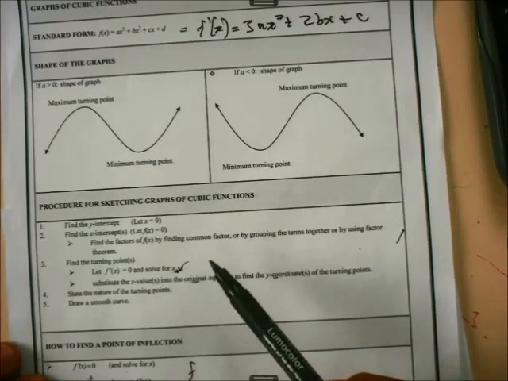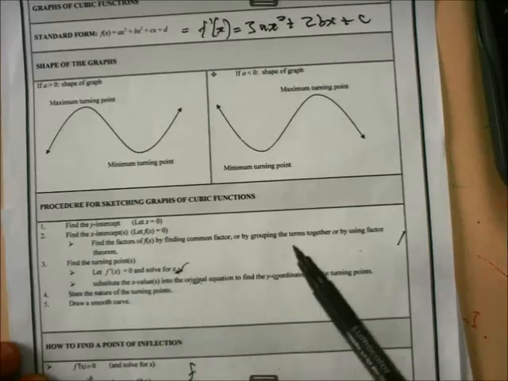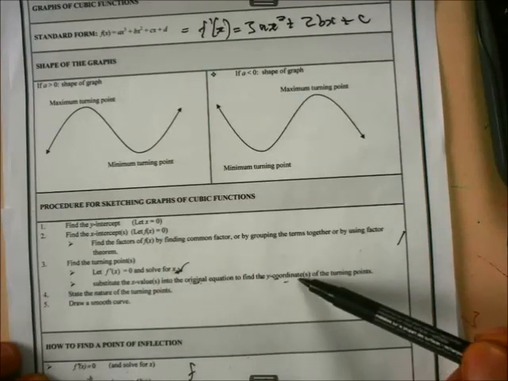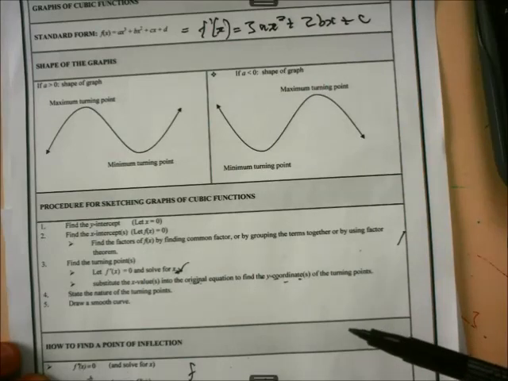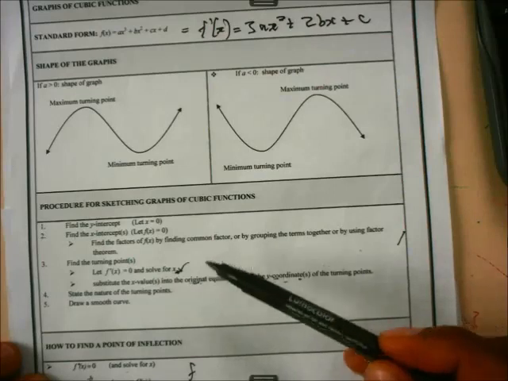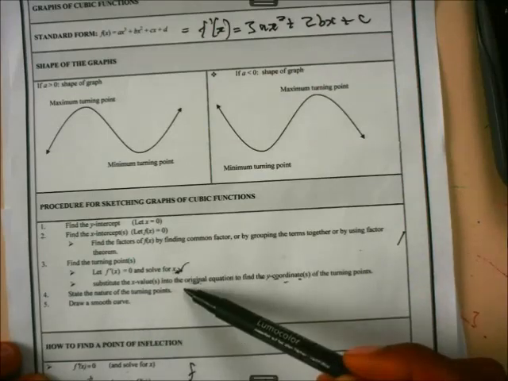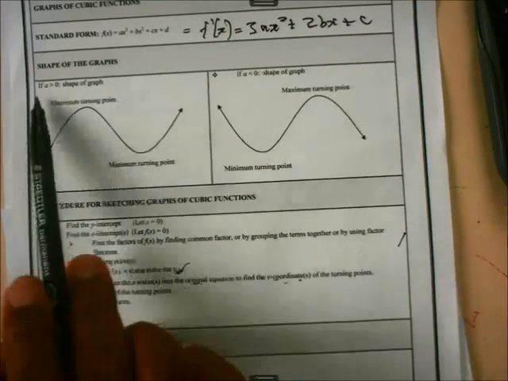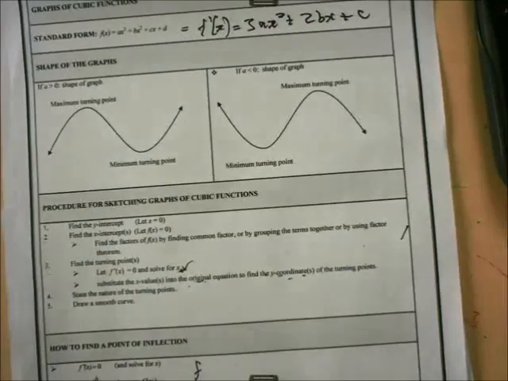Once you have the x value, you take the x value, then substitute it in the original to get the y coordinate of the turning points. Thereafter you can draw a smooth curve. The nature of the turning points will depend on the value of a. If a is positive, the lowest value of x will be the maximum, and the highest one will be the minimum. When a is less than 0, the lowest x value will give us the minimum turning point, and the highest one will give us the maximum turning point.